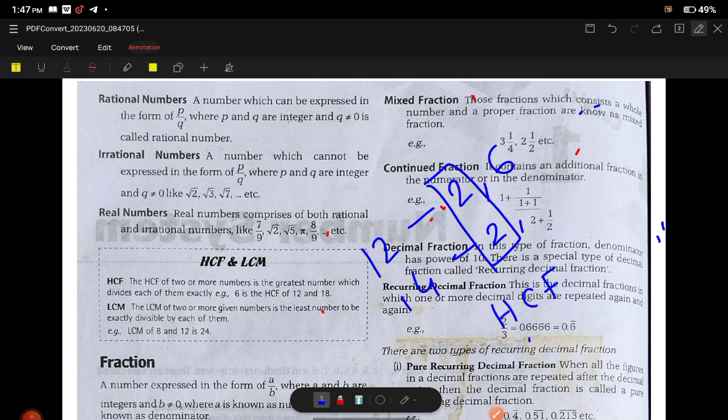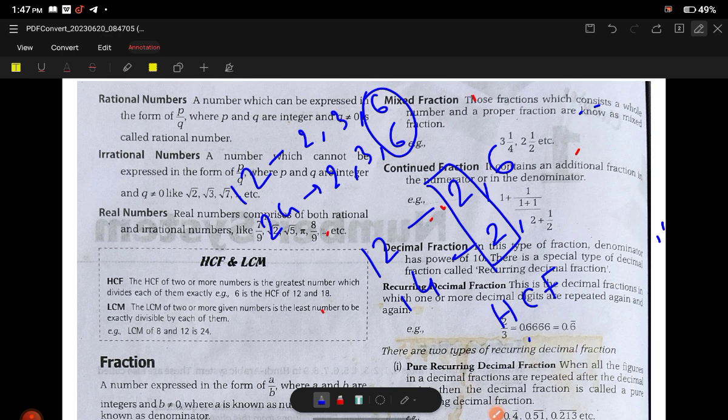One more example: if I write 12 and 24, then you will get 2, then 3, then 6 as common factors. Here 2, 3, 6 are common factors. But what is the highest common factor? The highest common factor is 6. So 6 is the HCF.